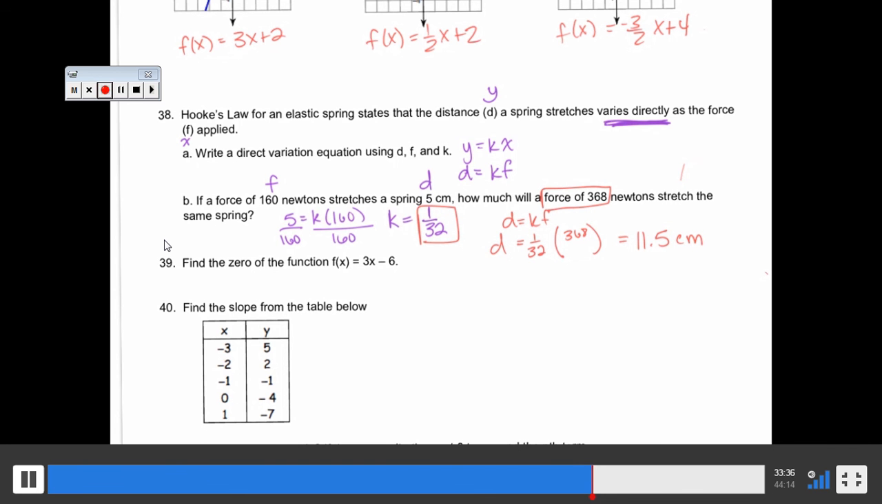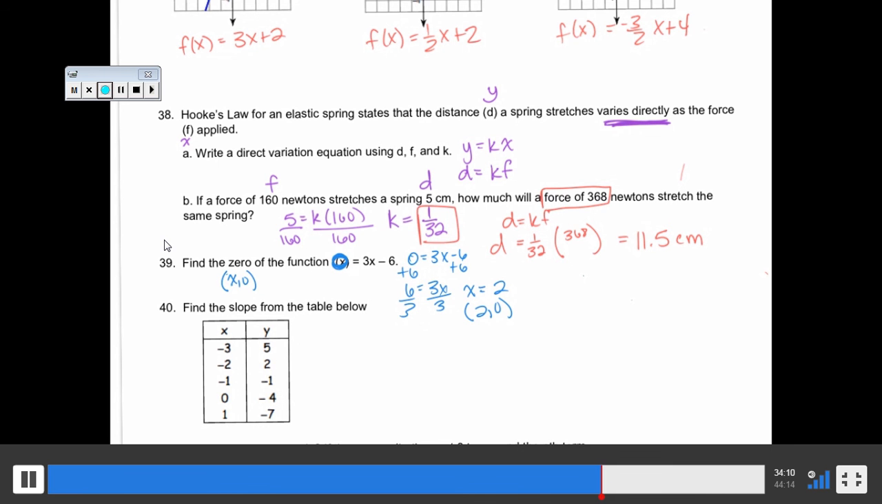Okay, for the next one, we need to find the zero. Remember, that's the x-intercept of that function. So when you need the x-intercept, you just plug in 0 for y. So we're going to zero out that y. f of x is just a fancy way to write that. So we have 0 equals 3x minus 6. We plus 6 on both sides, so we have 6 equals 3x. Divided by 3, x equals 2. So the x-intercept, if I write it as an ordered pair, is (2, 0).